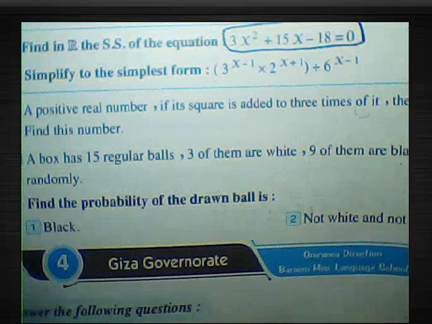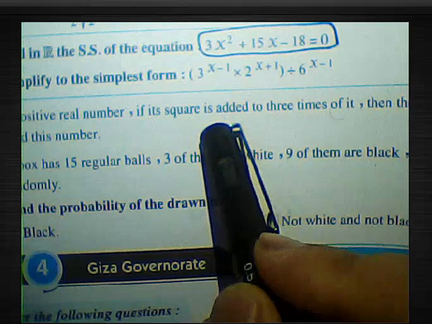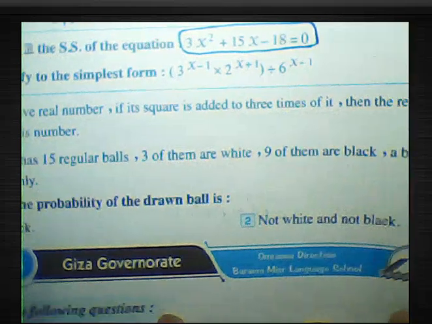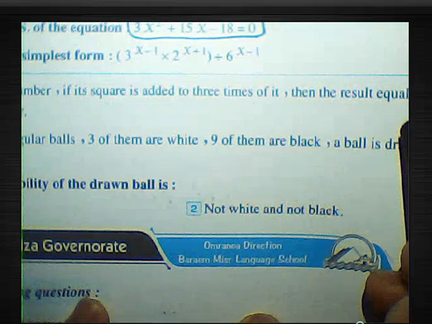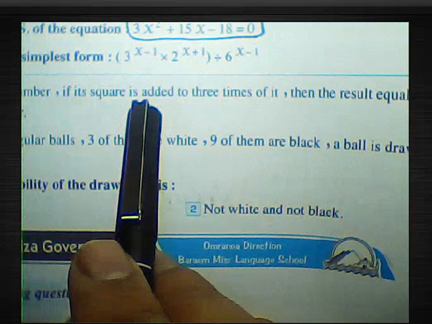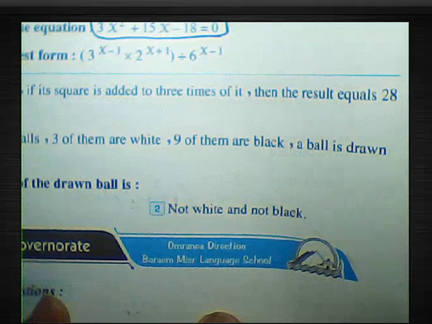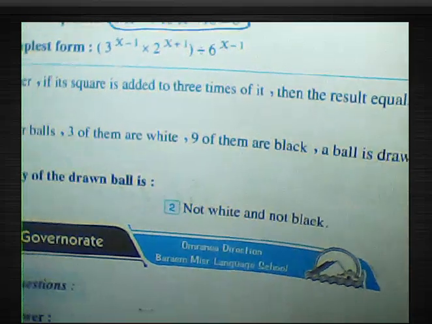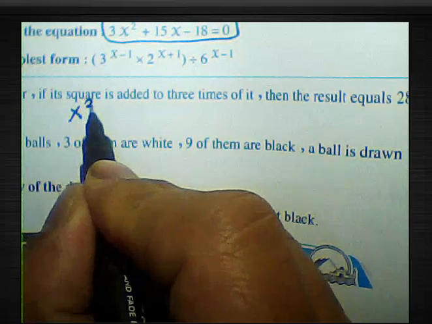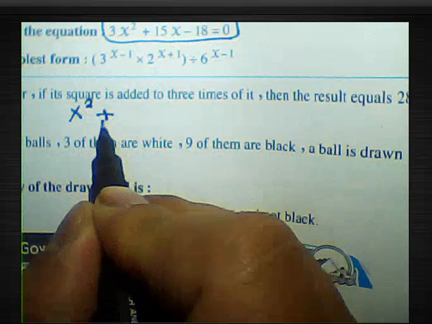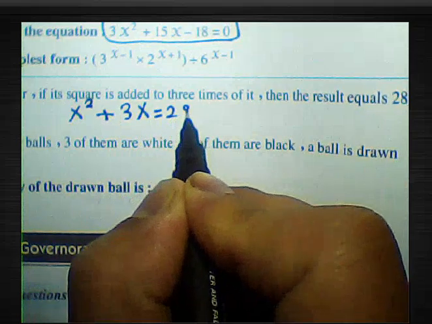Okay, next question, question number 5, letter A. A positive real number, if its square is added to 3 times it, then the result equals 28. Find the number. We can write, put the number as x. Its square means x power 2, plus 3 times it, 3x, equals 28.